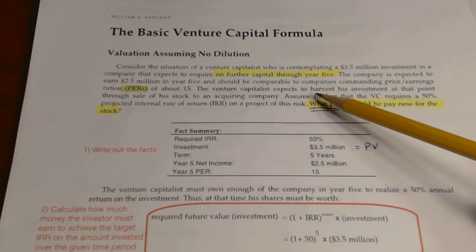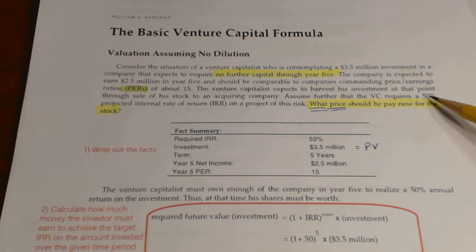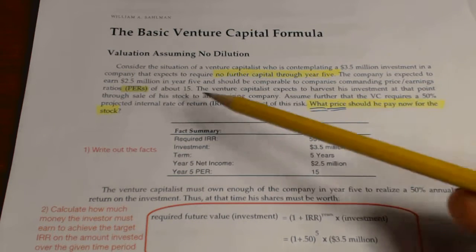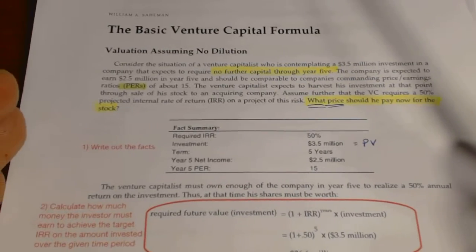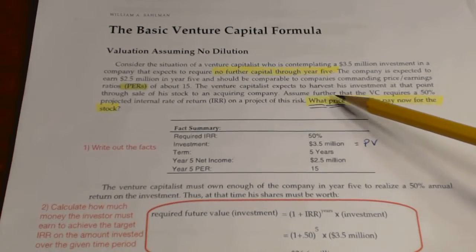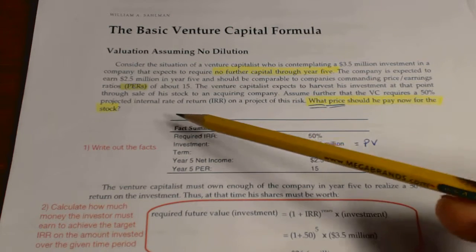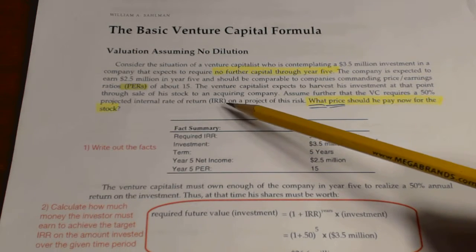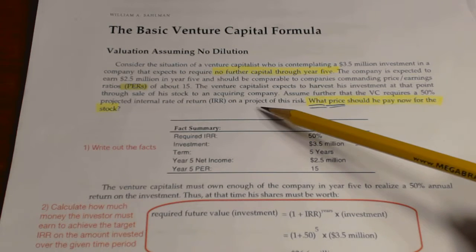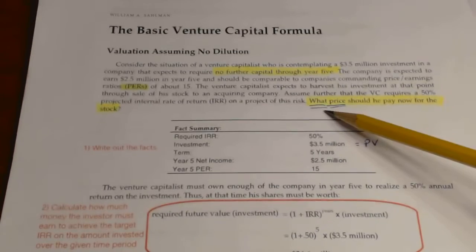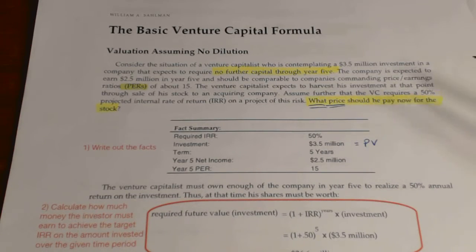Okay, the venture capitalist expects to harvest his investment at that point, at the end of 5 years, through the sale of his stock to an acquiring company. Assume further that the VC requires a 50% projected internal rate of return on the project of this risk. What price should he pay for it now?